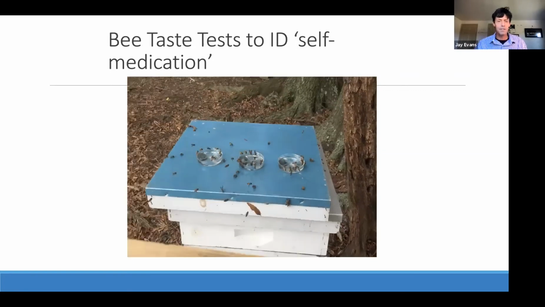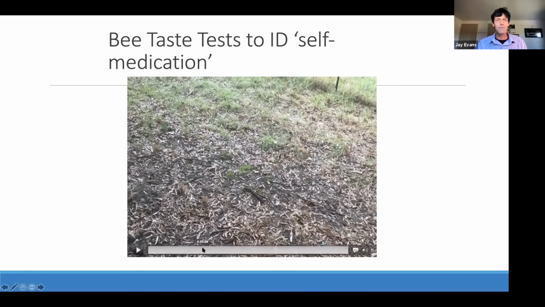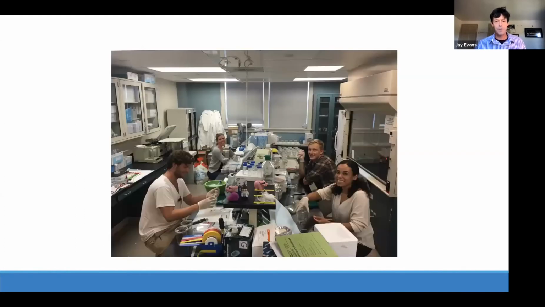But the idea was to see if we could find compounds that they would move into, that maybe they would so-called self-medicate or indicate that these were beneficial. We did get some preferences and followed up on some of those. I wouldn't say this is the route that led to any lead candidates at this point, but it was kind of fun while it lasted.